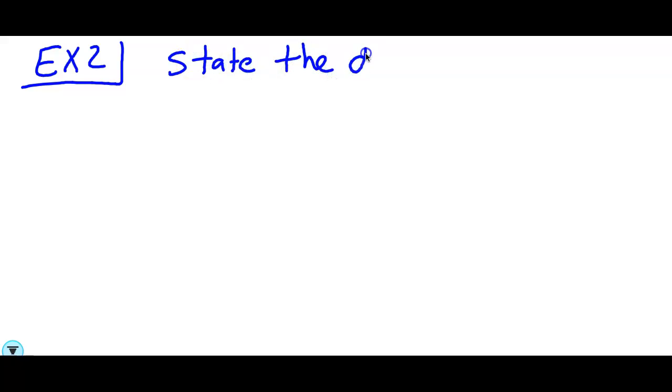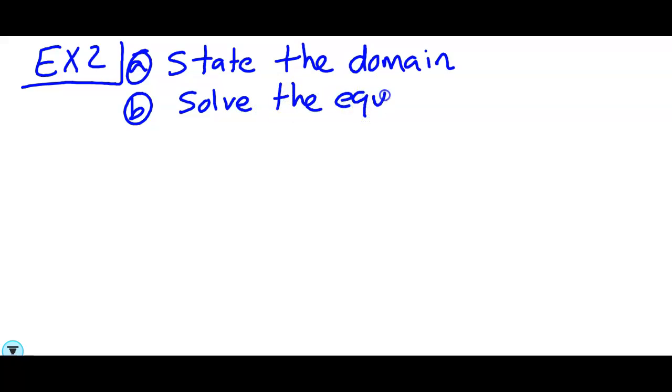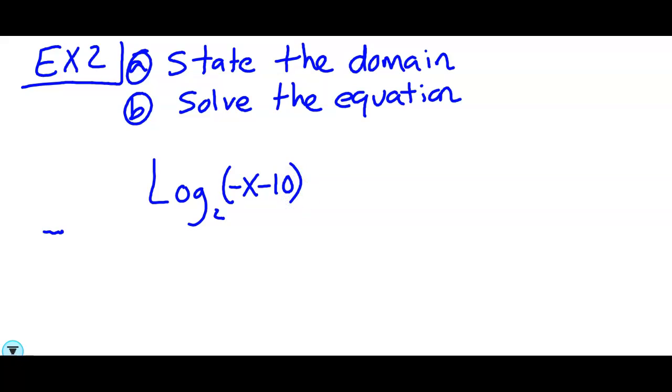Okay, so I think what we'll do now is take the two ideas that we just talked about and put them together to solve a problem. We'll call this example 2. We're going to do a couple things here. We're going to state the domain, and then we're going to solve the equation. Okay, two things there. State the domain and solve the equation. So here we go. Log base 2 of negative x minus 10 is equal to log base 2 of x.